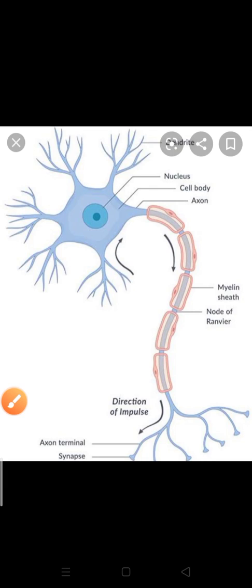So students, today I am going to tell you about nerve tissue. Nerve tissue is a specialized type of tissue which works on receiving and transmitting messages in our body.